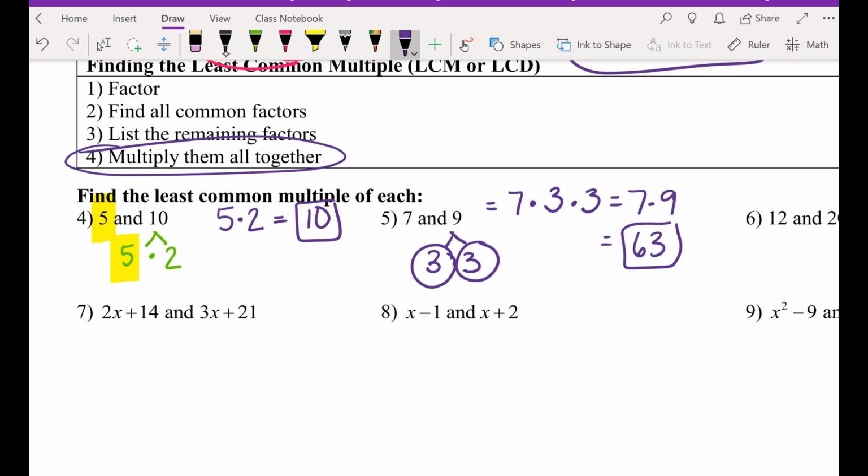What's the least common multiple of 2 and 3? 6. Because look, they're both prime already. So all you got to do is multiply them together. What's the least common multiple of 7 and 5? 35. Because they both are already prime, right? Okay. So when you can't find anything in common, then you multiply the two.